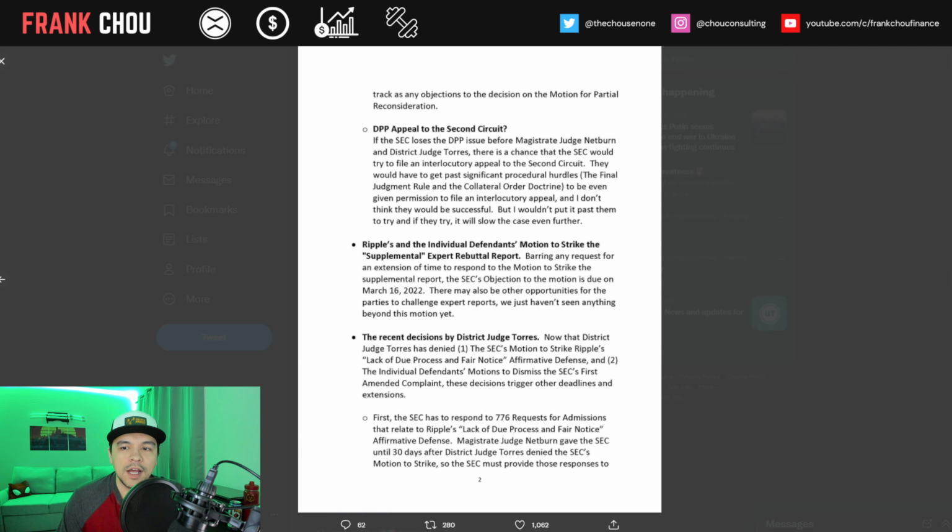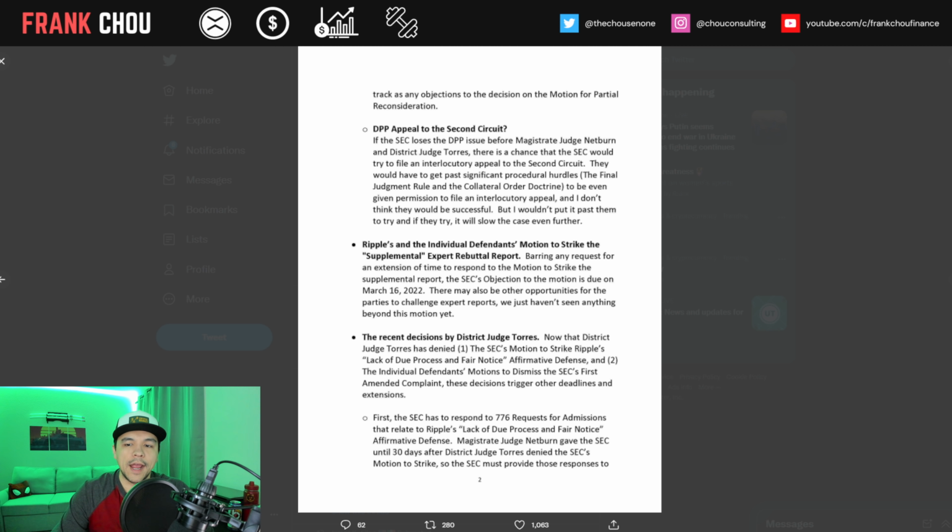A DPP appeal to the Second Circuit: if the SEC loses that DPP issue before Judge Netburn and Judge Torres, they could file an appeal to the Second Circuit. They'd have to get past some procedural hurdles to do that, to just get the opportunity to file that.